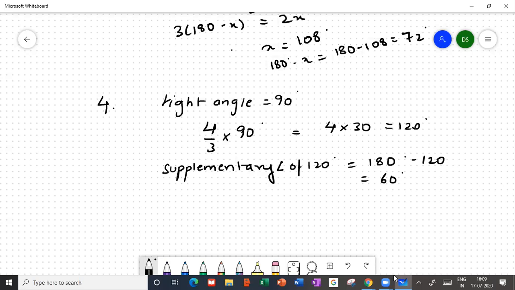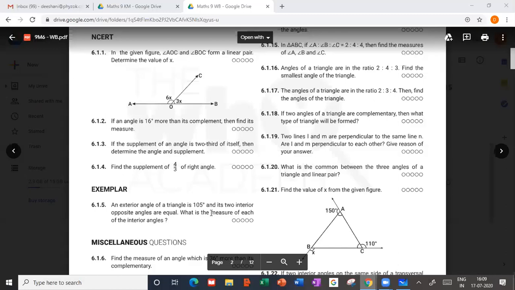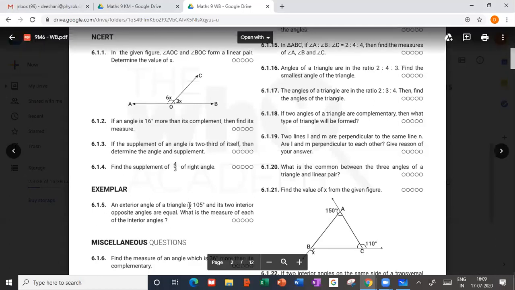That's it. So this is easy. The third one is a little tricky, so I wrote the third one and showed it to you. Okay, now we'll do the exemplar one: an exterior angle of a triangle is 105 and its two interior opposite angles are equal.